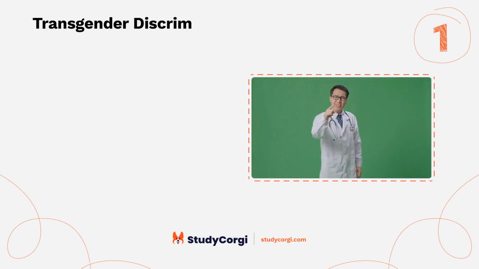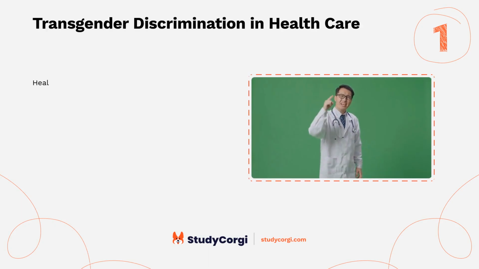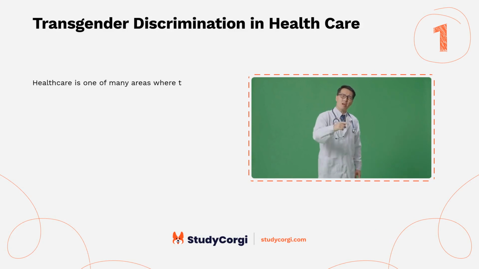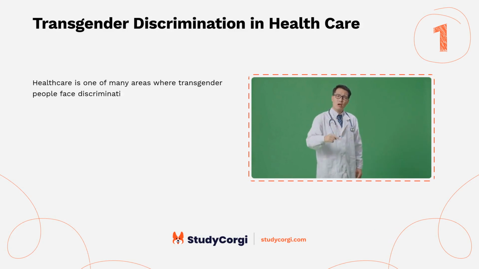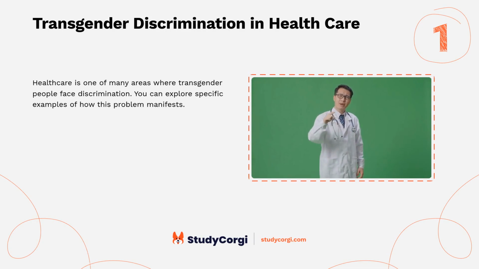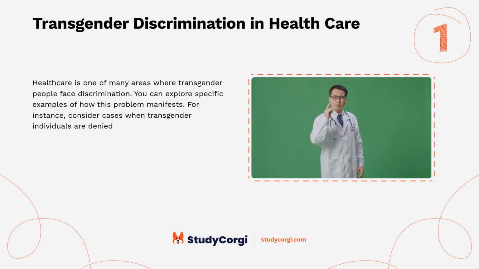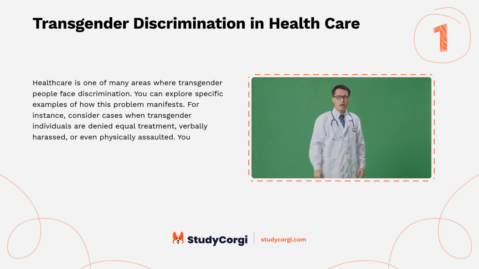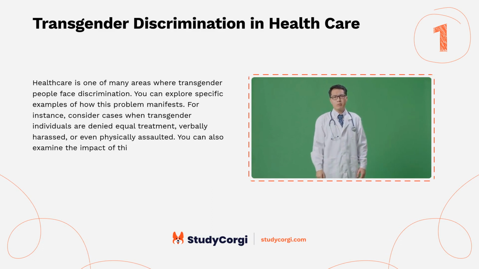Transgender discrimination in healthcare. Healthcare is one of many areas where transgender people face discrimination. You can explore specific examples of how this problem manifests. For instance, consider cases when transgender individuals are denied equal treatment, verbally harassed, or even physically assaulted. You can also examine the impact of this discrimination on the transgender community.